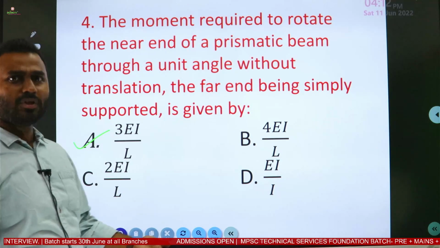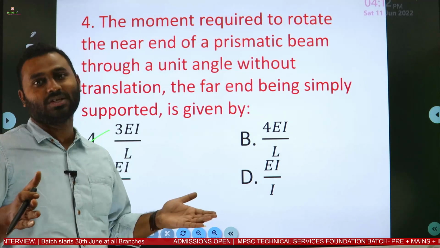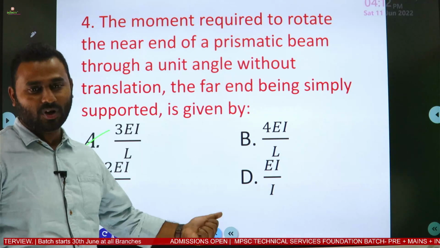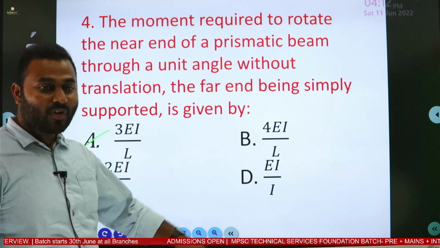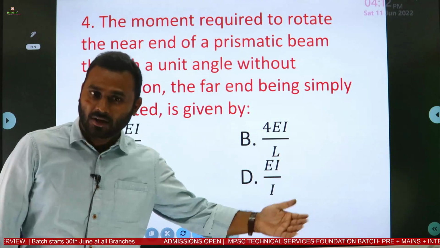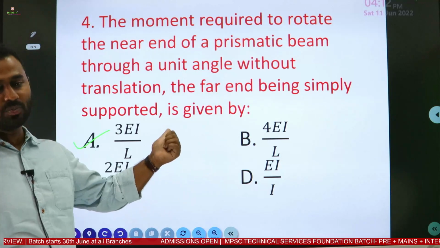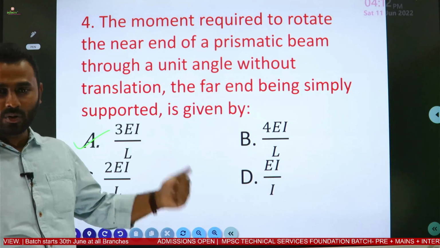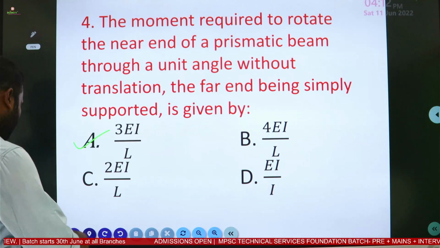Without discussion of this formula, no one will study theory of structures and strength of materials. So standard formula 3EI upon L. When far end is fixed, it is 4EI upon L. When far end is hinged, like simply supported, it is 3EI upon L. Next. So very easy question.